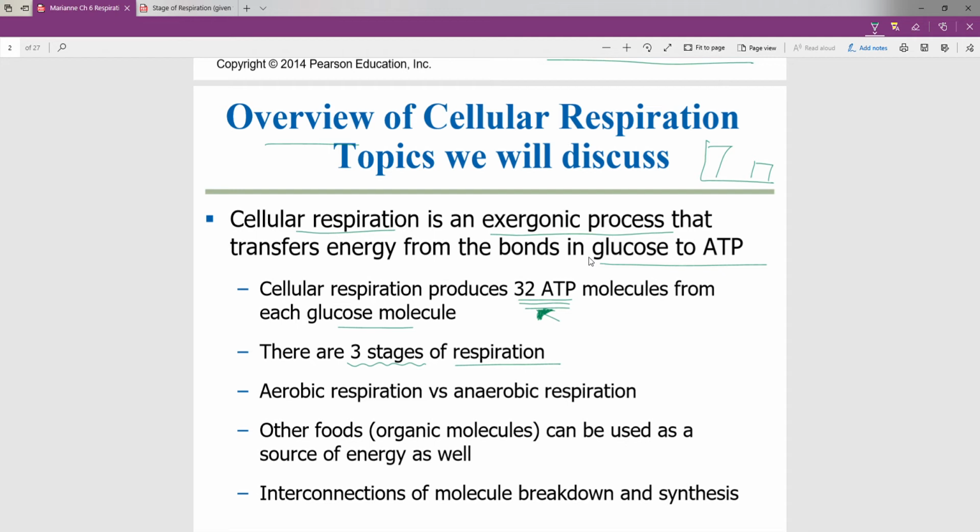After we're done those 3 stages of respiration, we're going to talk about aerobic and anaerobic respiration, so one that uses oxygen and one that happens without oxygen, and how your cells can still derive ATP without any oxygen available. And we're also going to talk about the interconnectedness of all of this. So other foods can go in and derive ATP through the process of cellular respiration. So there's always breaking down molecules to make the ATP, but there's also the process on a cellular level of synthesis and building up bigger molecules from those monomers.